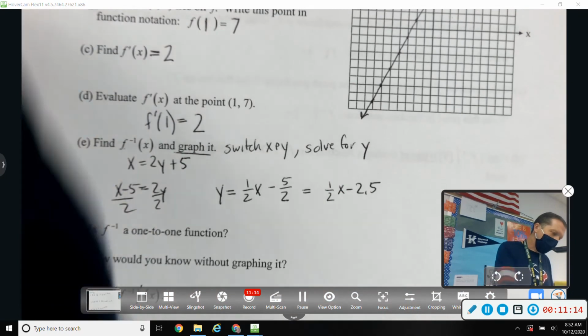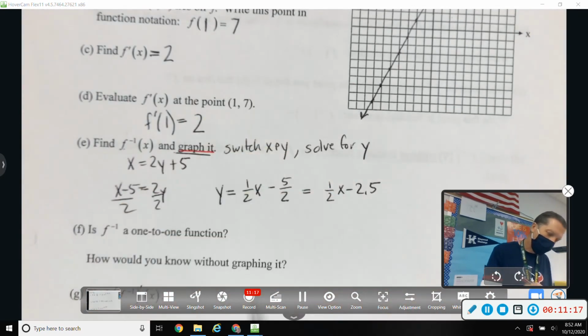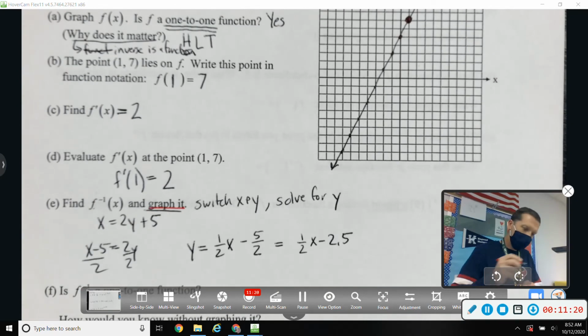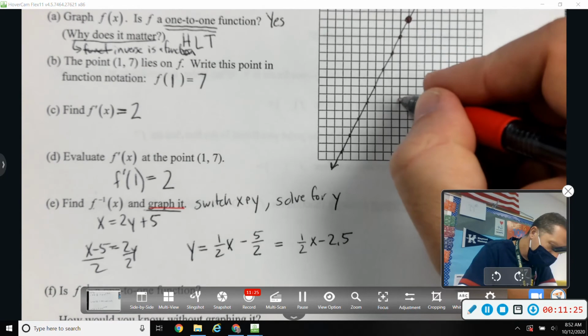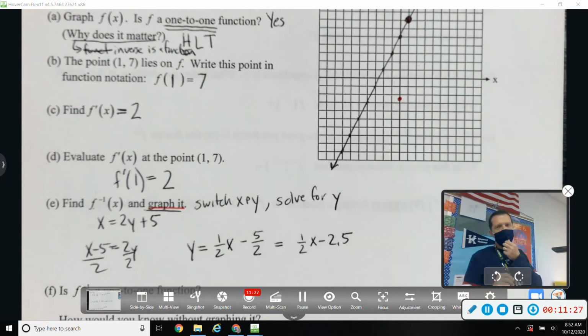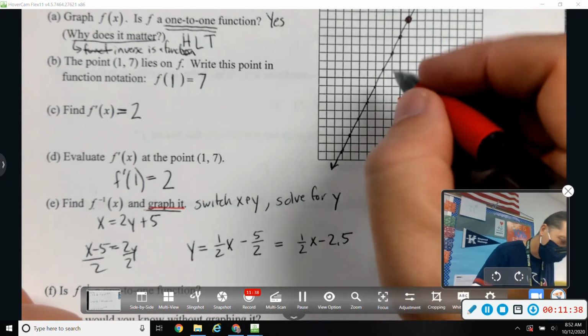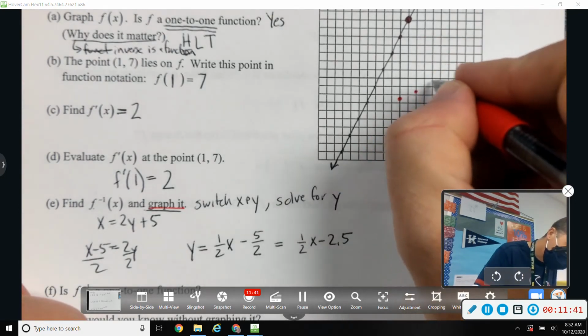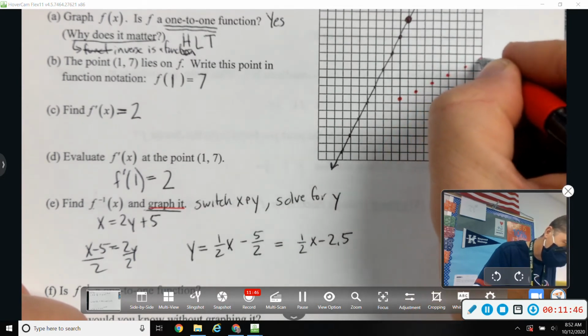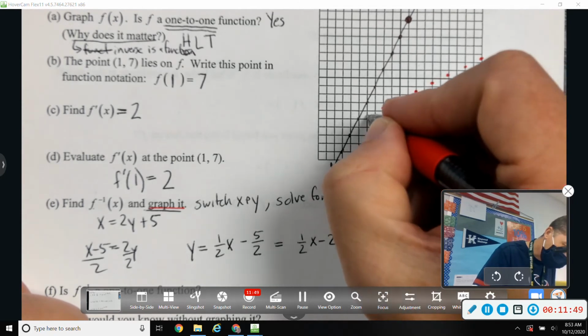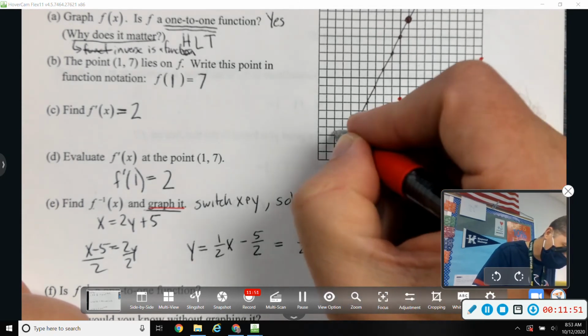And graph it. Okay, I'm going to use a different color to graph it, but it doesn't really matter. So I'm going to go down 2.5, and then I'm going to go up 1 over 2. This is going to feel a little bit weird because I'm not on the grid anymore because of that 2.5. But I can still go up 1 over 2. I'm just constantly off grid. So it's doable, just be careful.